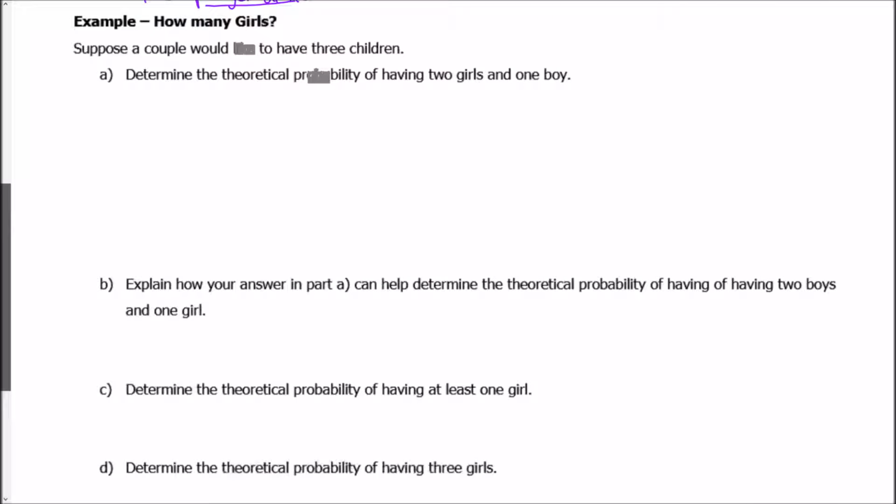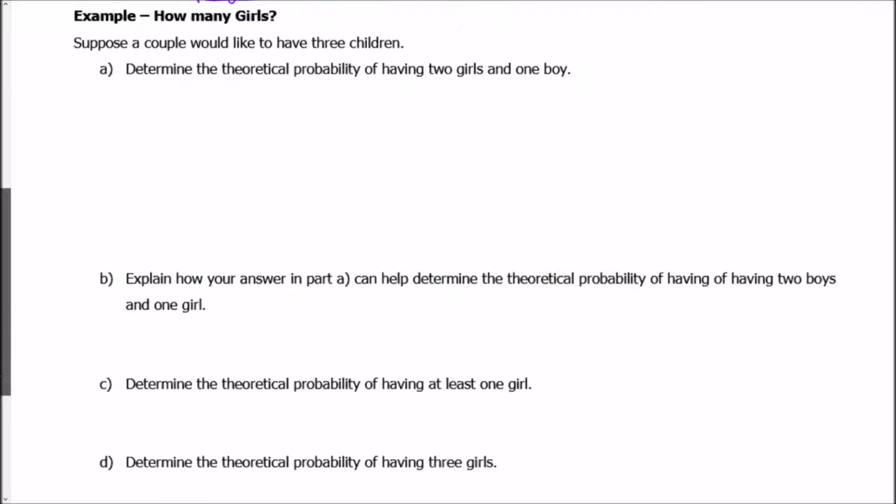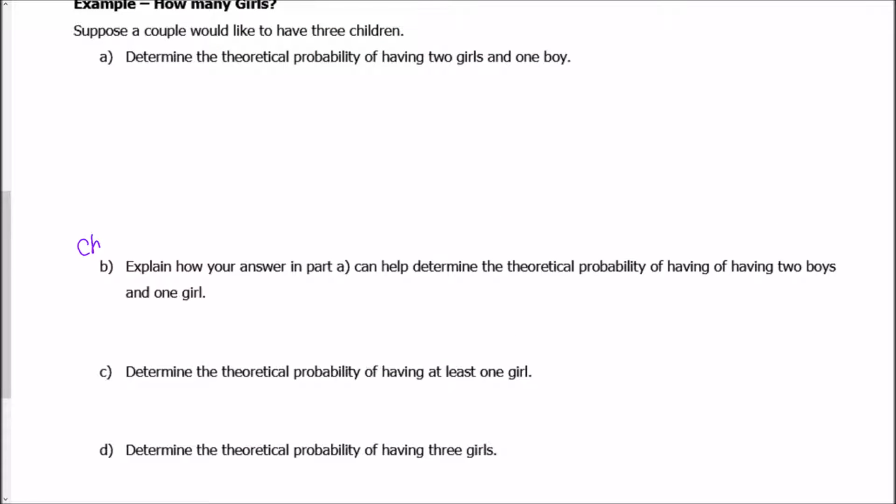How many girls? So suppose a couple would like to have 3 children. Determine the theoretical probability of having 2 girls and 1 boy. So let's go ahead and draw a tree diagram of what's happening, okay? So here we've got child 1. Okay, and we're just going to simplify it and say that we've got 2 choices, boy or girl, okay?